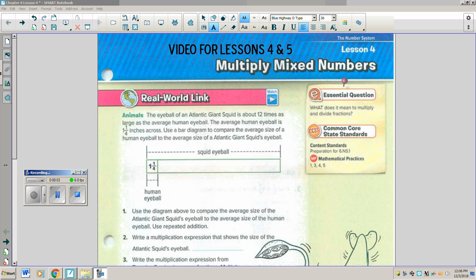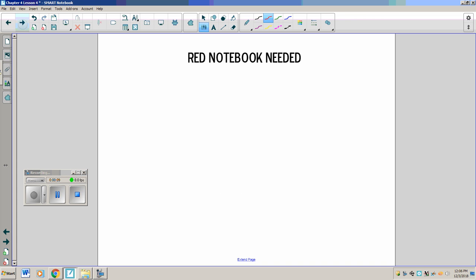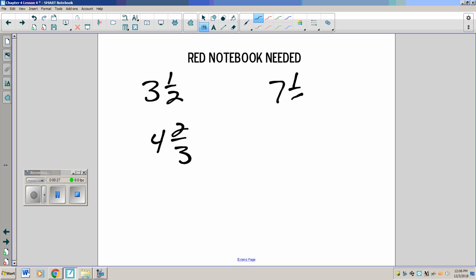This next video is going to focus on lessons 4 and 5. We're going to combine them. They're very similar. Once again, red notebook. We're going to be multiplying mixed fractions. Quick review. Write down 3 1/2, 4 2/3, and 7 1/5.